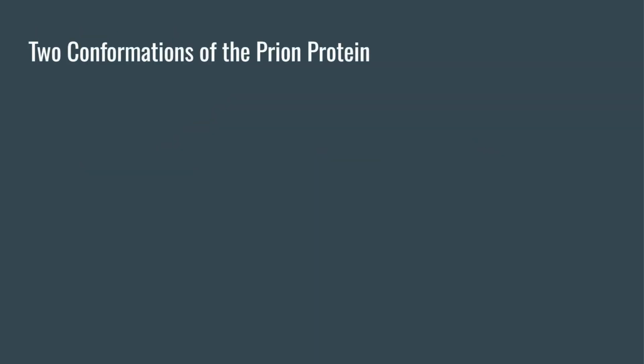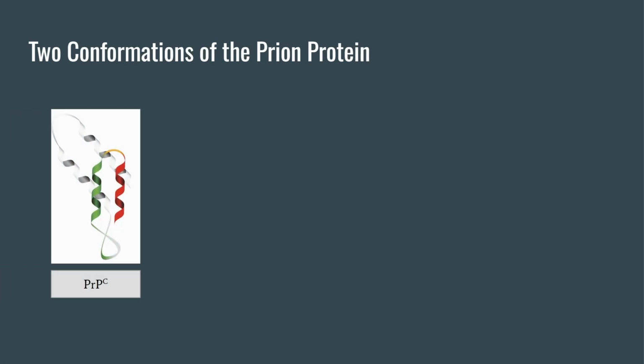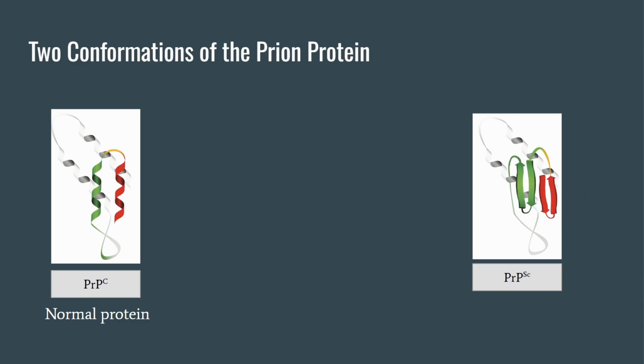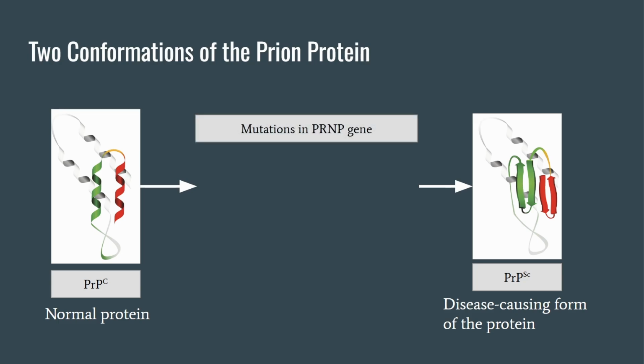The protein itself has two main conformations. There's a normal protein, PrPC, and the misfolded protein, PrPSc, which is the disease-causing conformation of the normal protein. You might be wondering how you get from the normal to the disease-causing version of the PrP protein. This can happen a few different ways, the first being through mutations in the PRNP gene. The PRNP gene is the gene that encodes for the PrP protein, so mutations in this gene can predispose the normal prion protein to misfolding, which results in the PrPSc.